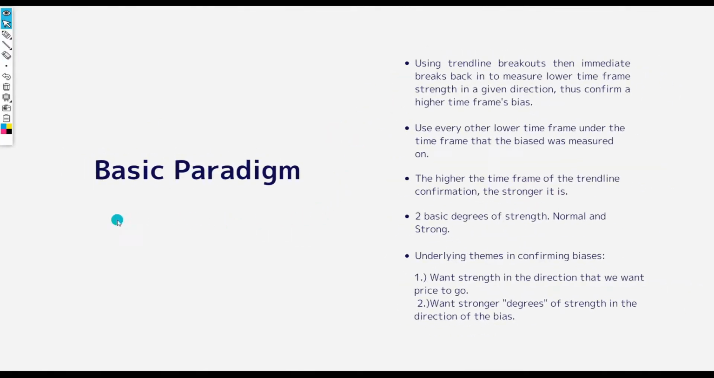Okay, so the basic paradigm. In order to confirm a bias, we'll be using trendline breakouts, then immediate breaks back in, to measure lower time frame strength in a given direction, and thus confirm a higher time frame's bias. Let me just explain this one.